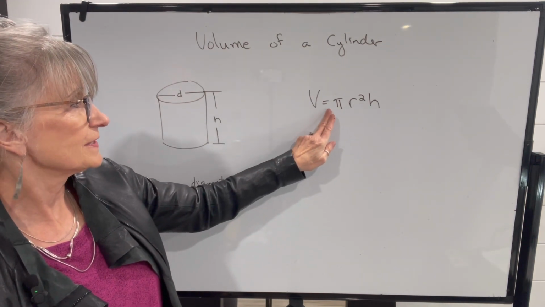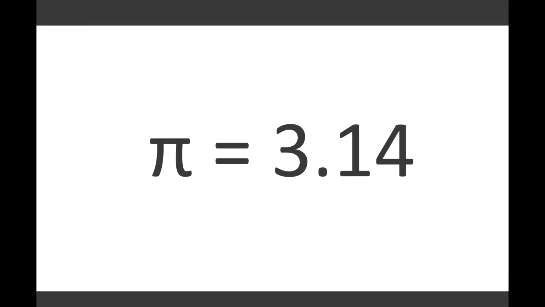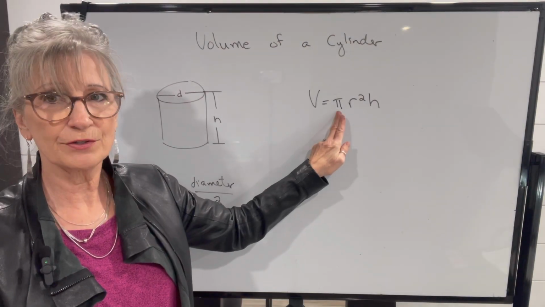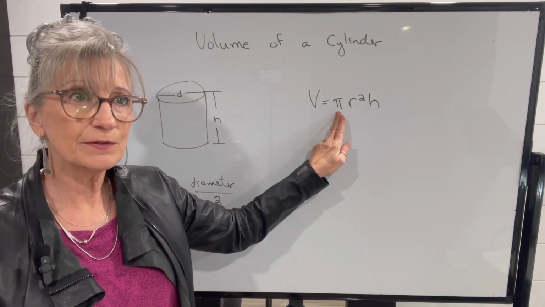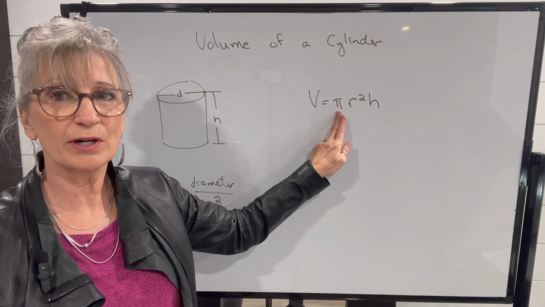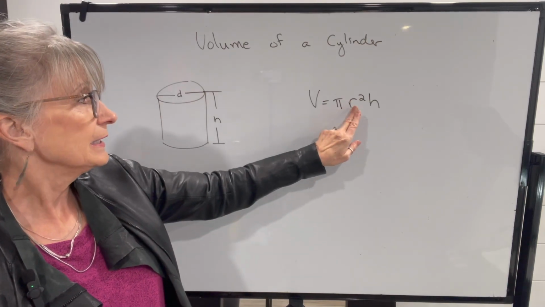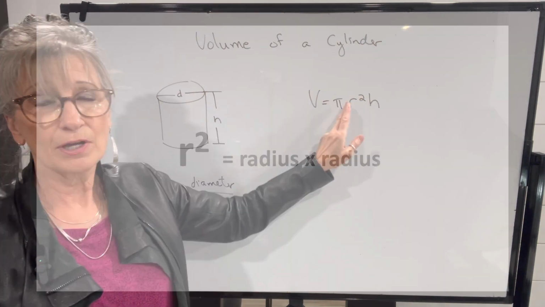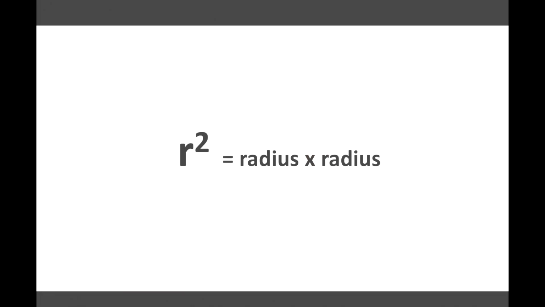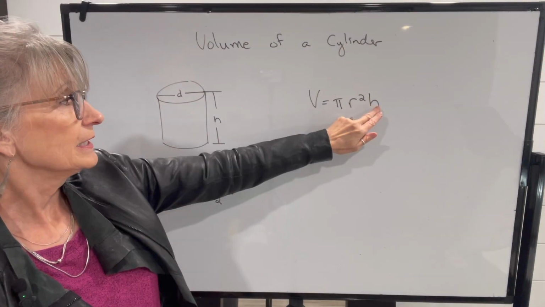Volume of a cylinder is equal to pi. Pi is approximately 3.14. You can use more accurate values of pi, such as the pi button on your calculator if you wish. In this video, I'm going to just use 3.14 for pi. Then radius squared. Radius squared is not radius times 2. Radius squared is equal to radius times radius times height.